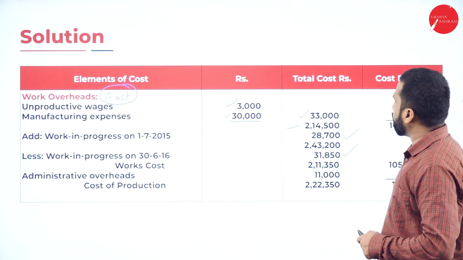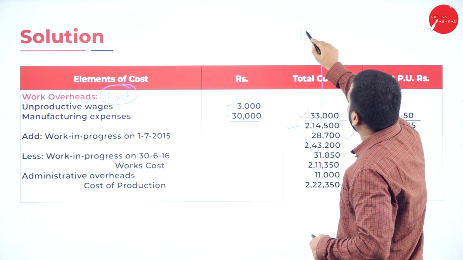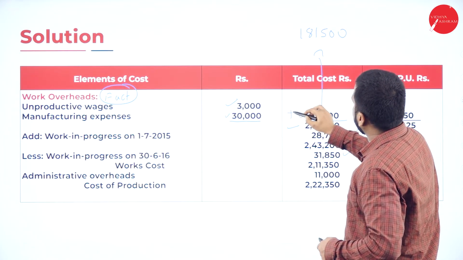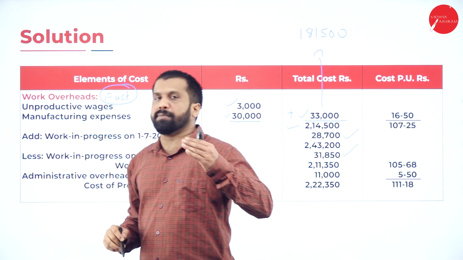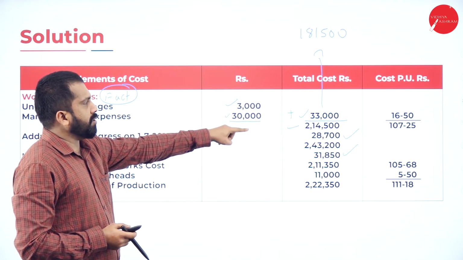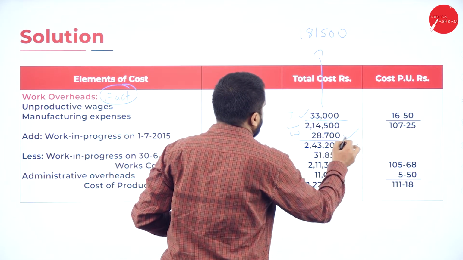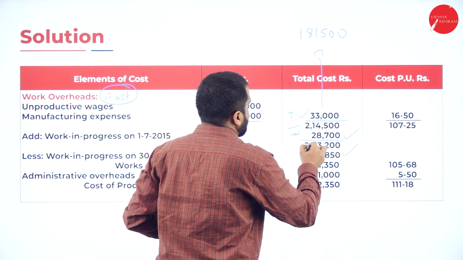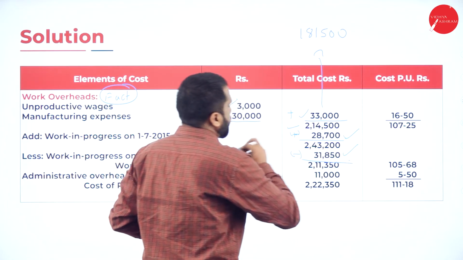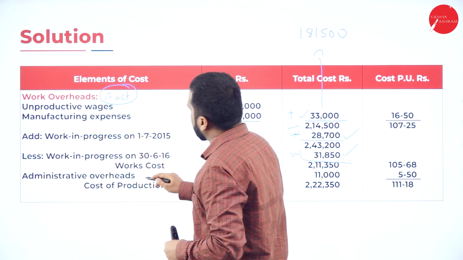181. 181 plus 33. How come you got 214? Remember, 181,500 plus, whatever answer you got in the first step, you have to add. 1,81,500 plus 33, you will get 2,14,000, minus your closing 28,000. So add your opening balance, you get 2,43, minus your closing balance, you will get 2,11,350. After that, we will add administration overhead.